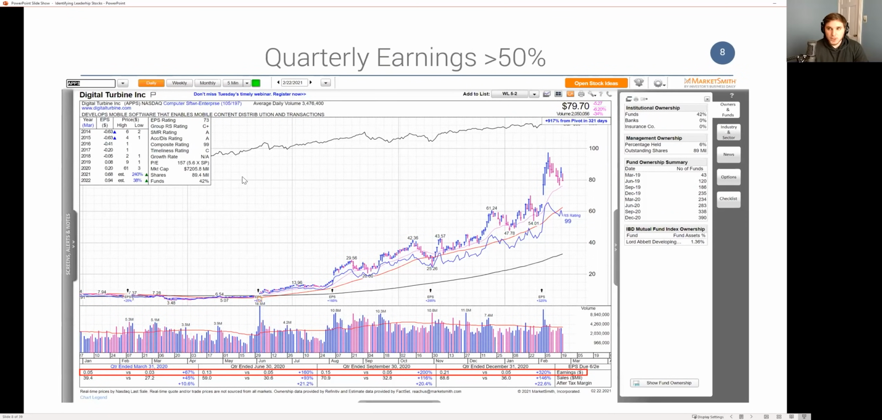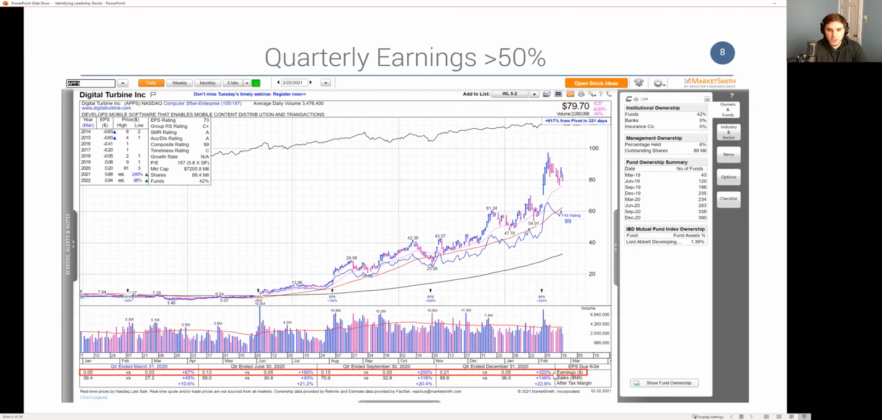So starting things off, I want to talk about quarterly earnings. And overall, I want to see greater than 50% in the most recent quarterly earnings. And this is a MarketSmith chart of APPS, which I think is an excellent example for a lot of these different fundamental characteristics. Down here in this red box, you've got the last 4 quarters of earnings growth: 67%, 160%, 200%, and then most recently 320%. So huge growth.